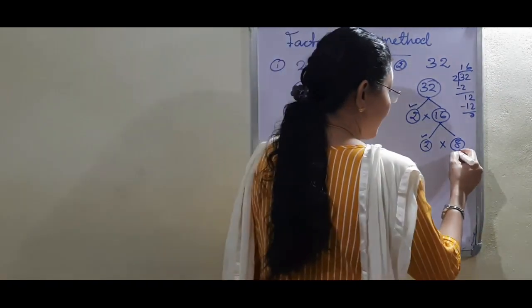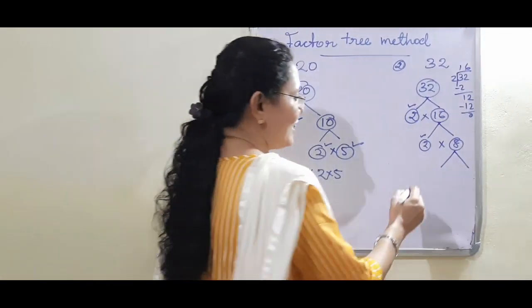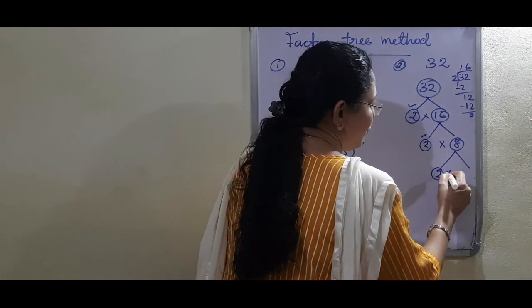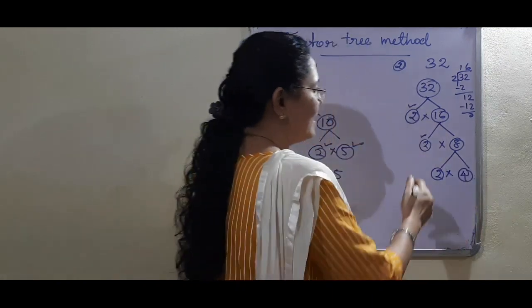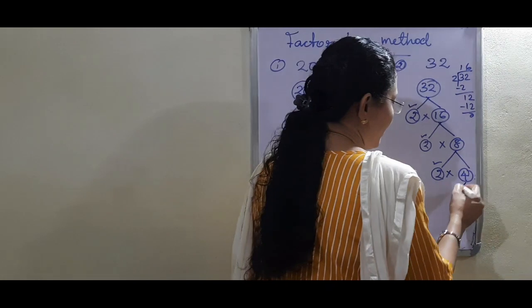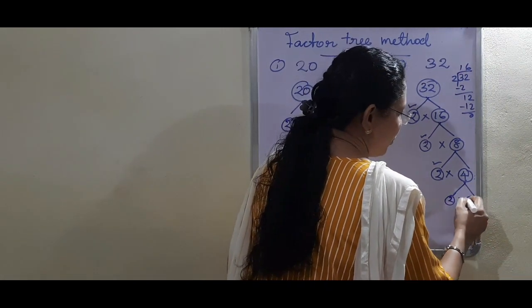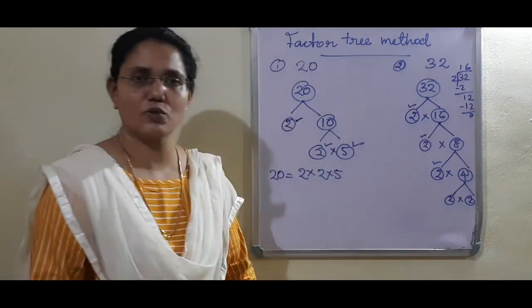What about 8? 8 is composite, write its factors again. That is again 2 into 4. 2 into 4 is 8. 2 is prime. Don't write its factor again. Next 4 is there. Write its factor. That is 2 into 2. Factors of this number 4.